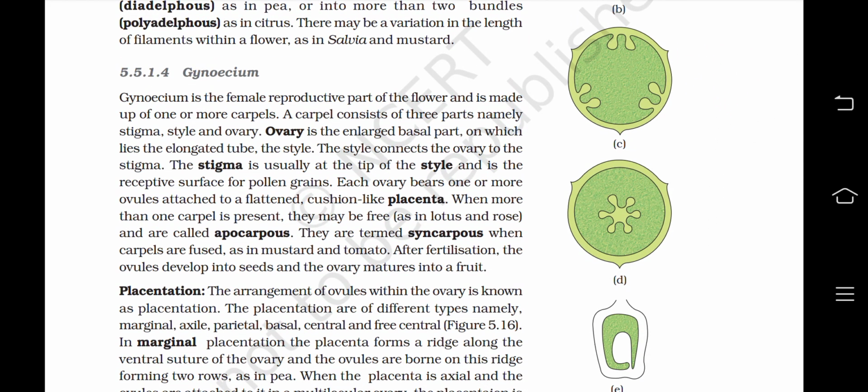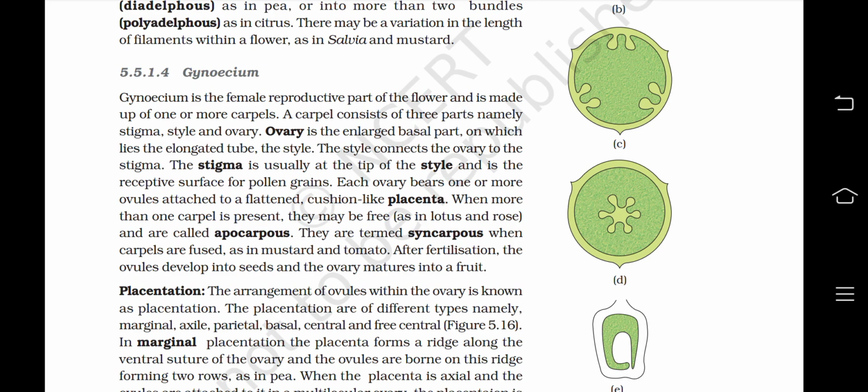Gynoecium. Gynoecium is the female reproductive part of the flower and is made up of one or more carpels. A carpel consists of 3 parts, namely stigma, style and ovary. Ovary is the enlarged basal part, on which lies the elongated tube, the style. The style connects the ovary to the stigma. The stigma is usually at the tip of the style and is the receptive surface for pollen grains.